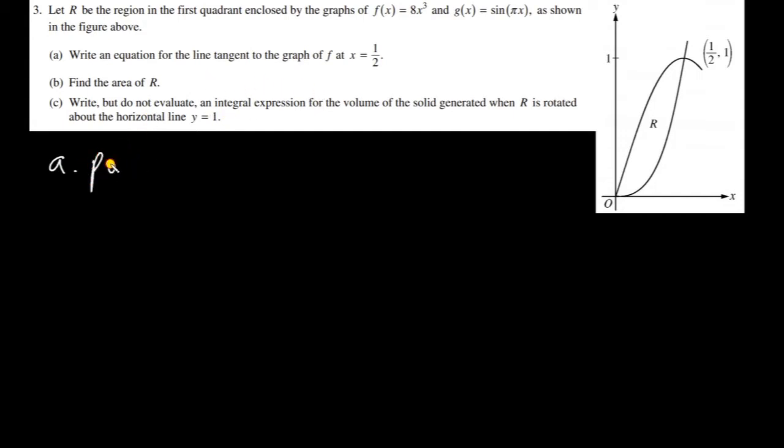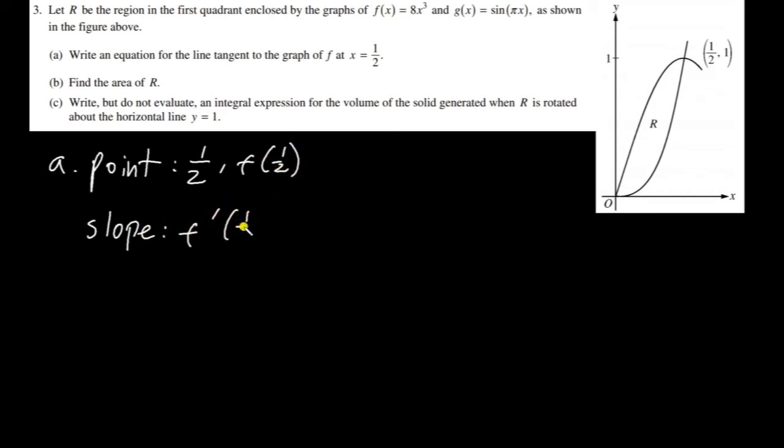First, we need the point, and second, we need the slope. Okay, so we're at x equals 1/2, so the point is going to be 1/2, comma f of 1/2. Okay, and then the slope, that's going to be f prime of 1/2. Okay, so how do we figure out f of 1/2 and f prime of 1/2? Well, we'll start with f of 1/2.